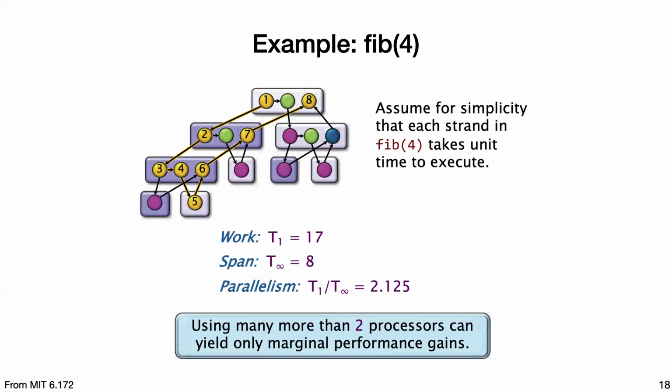Okay. Yeah, so going back to this fib example, the work is 17, the span is 8, and then the parallelism is the work divided by the span, which is about 2. And this is telling us that here using more than 2 processors for the case of n equals 4 is not going to give us really anything, because there's at most 2 units of work per step of the span, and so adding more processors is not going to help.